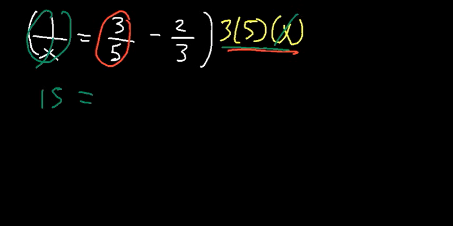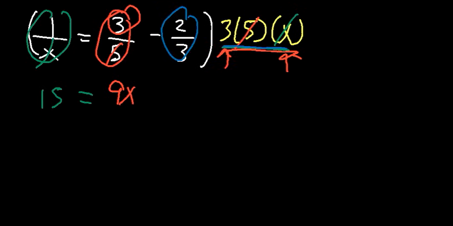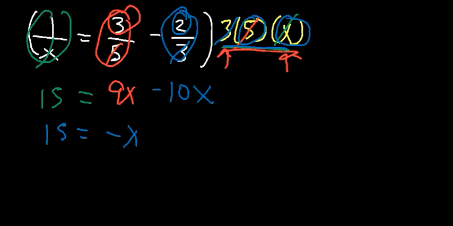3/5 times this, the 5's cancel. So we have this 3 times that 3 times x. 3 times 3 is 9, and then the x comes along. So now 2/3 times 3 times 5 times x, the 3's cancel. So we have 2 times 5 times x, which is 10x. So 9x minus 10x is negative x. So if we multiply both sides by negative 1, x therefore is equal to negative 15.